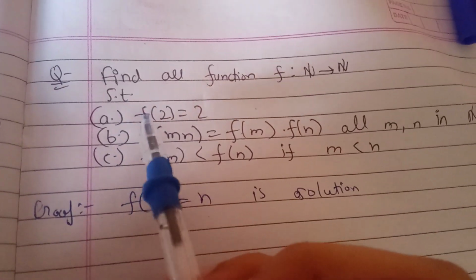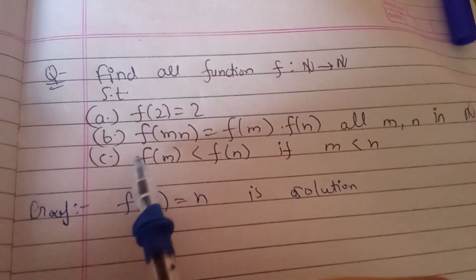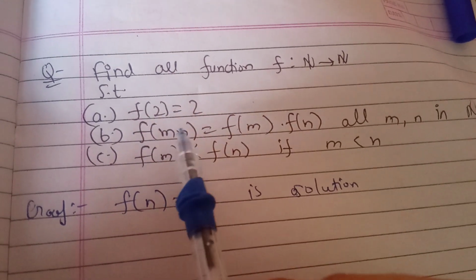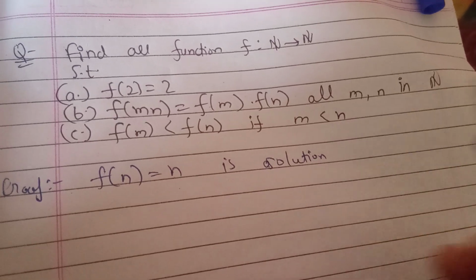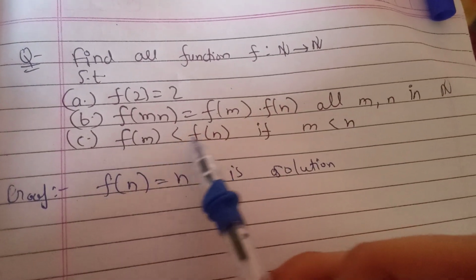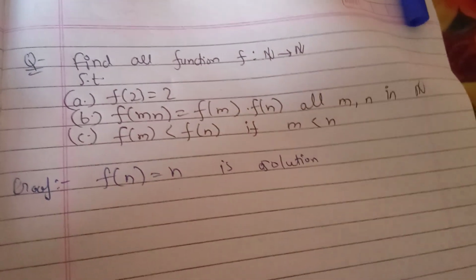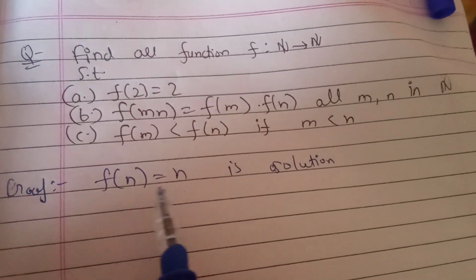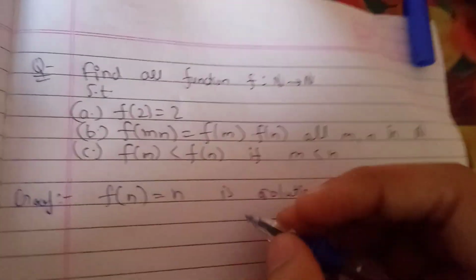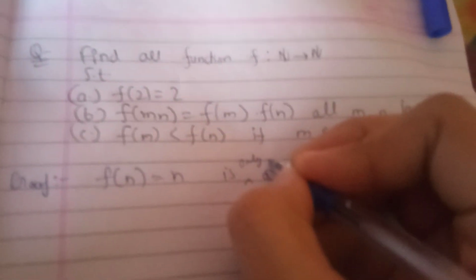First condition states that f(2) equals 2. Second, f(mn) equals f(m) times f(n) for all m, n in the natural numbers. And third condition states that f is a strictly increasing function. So I have written that f(n) equals n is the solution, the only solution. Now we are going to prove it.